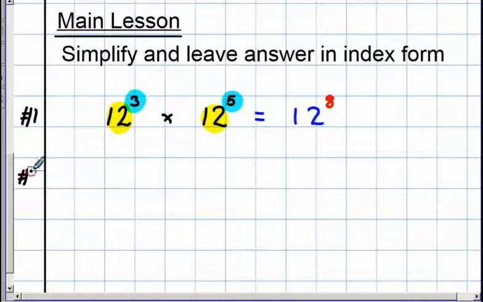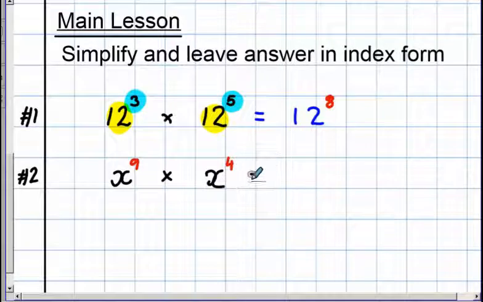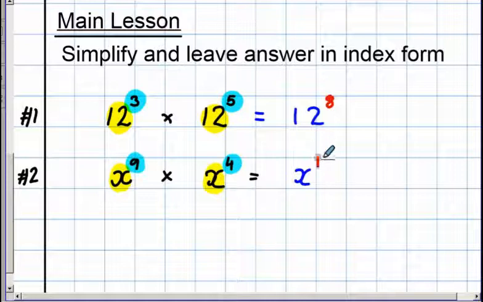Example 2. What about if it's letters? x to the power of 9 times x to the power of 4. What does that equal? It equals x, because the base, the things that are being multiplied, are the same. But the power, well, you get that by adding these two. So it's going to be x to the power of 13.